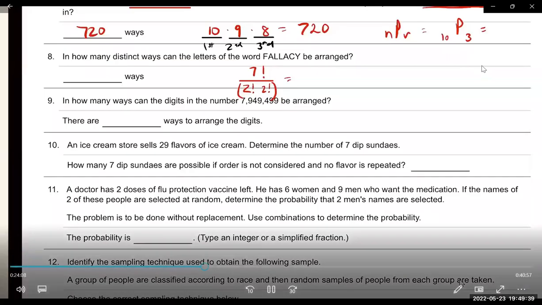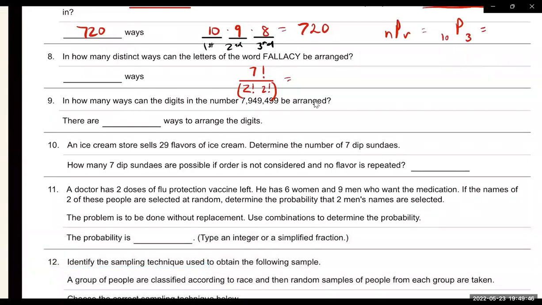And of course, you can also do it by hand. Yeah, so I think we got, what was it, 1260? Yeah, 1260 was our answer. So you could do 7, 6, 5, 4, 3, 2, 1, over 2, 1, 2, 1.